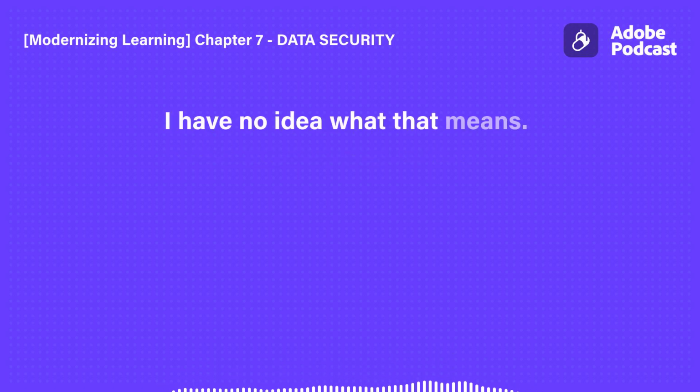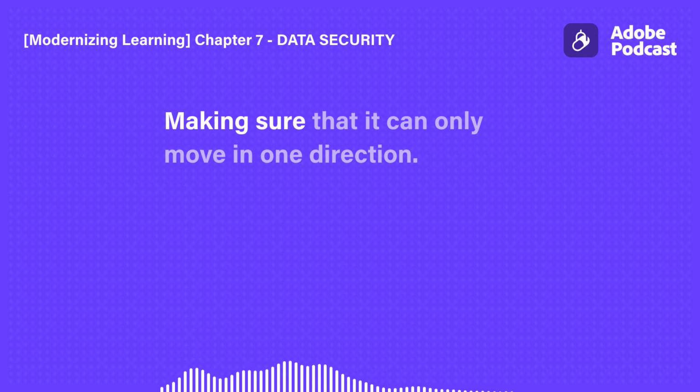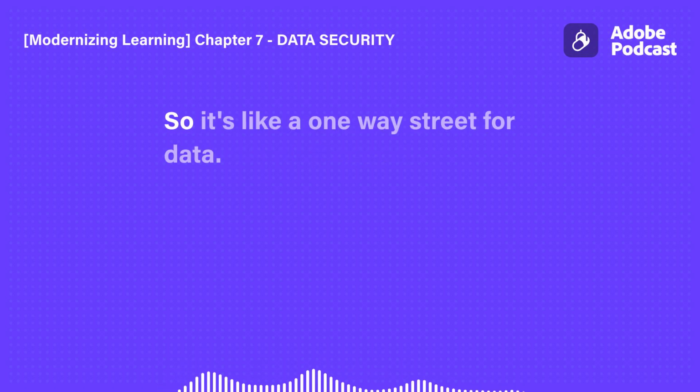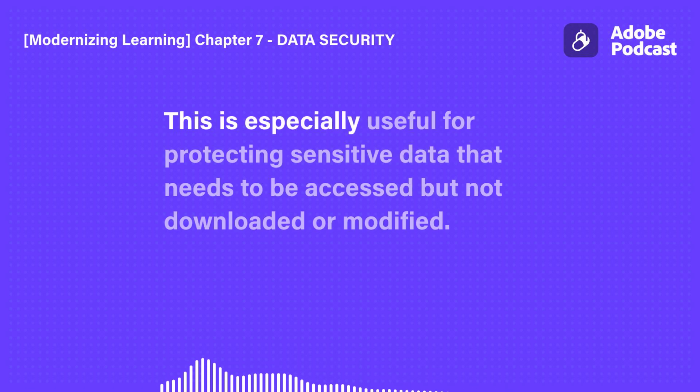Okay. I have no idea what that means. It's a bit technical. But essentially, it's a way to control the flow of data, making sure that it can only move in one direction. So it's like a one-way street for data. Exactly. This is especially useful for protecting sensitive data that needs to be accessed, but not downloaded or modified.